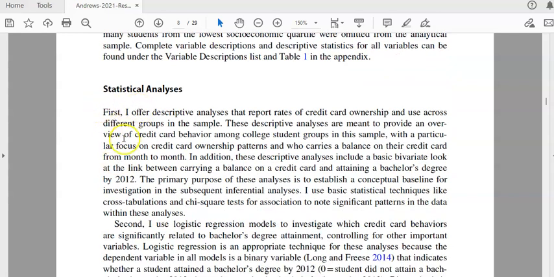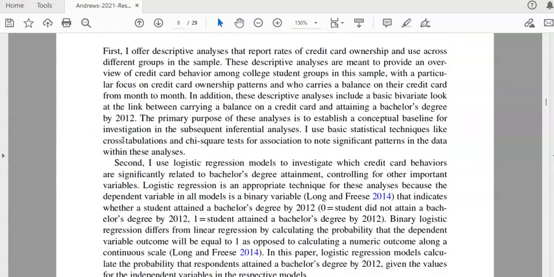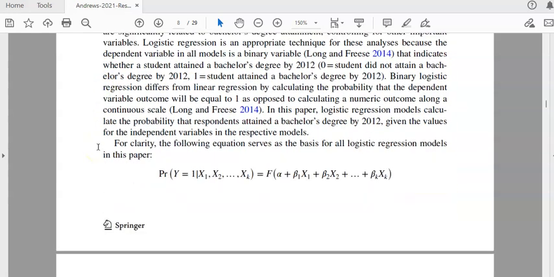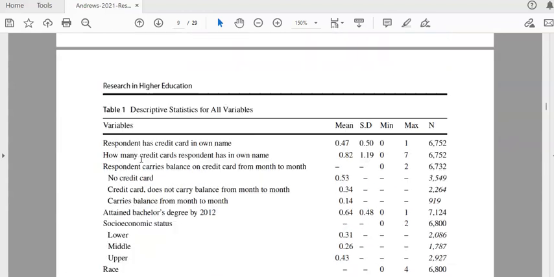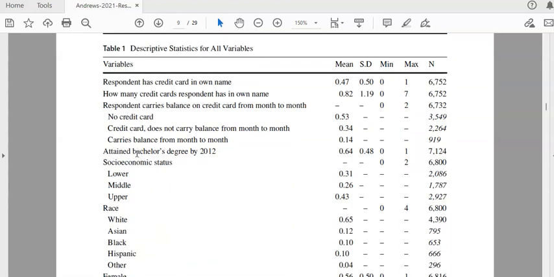There's a description of statistical analyses in this article, and this is how this author went about analyzing the data, which is descriptive analyses at first and then logistic regression models. You should then see those borne out in the rest of the article as well. Very common in quantitative research articles to also see equations in terms of how these statistical analyses are done, and tables with descriptive statistics. So these are descriptive statistics for all the variables that are used in the models.